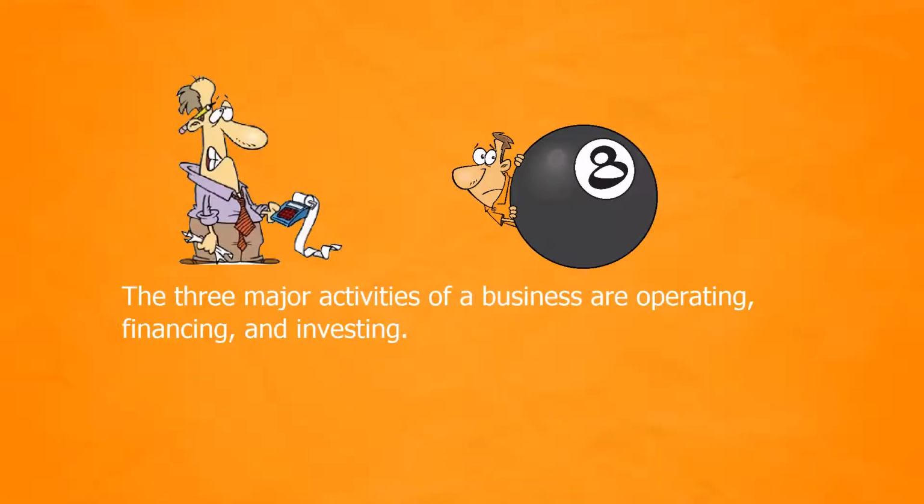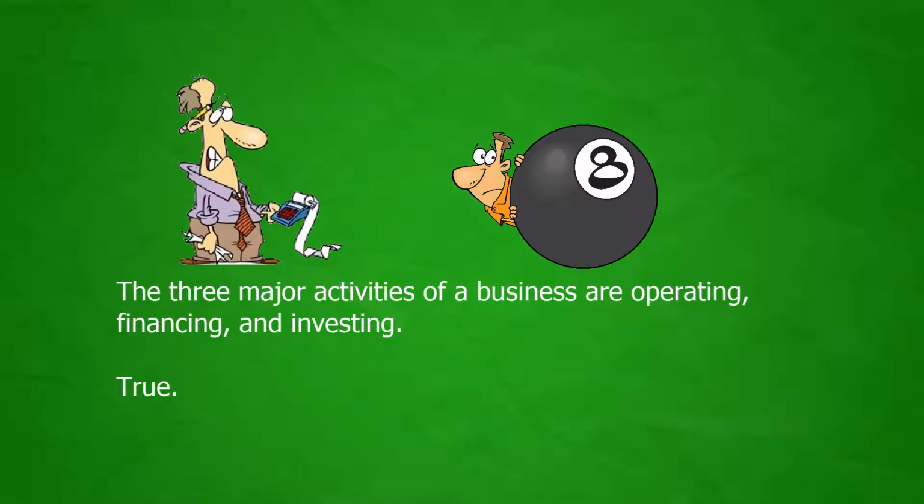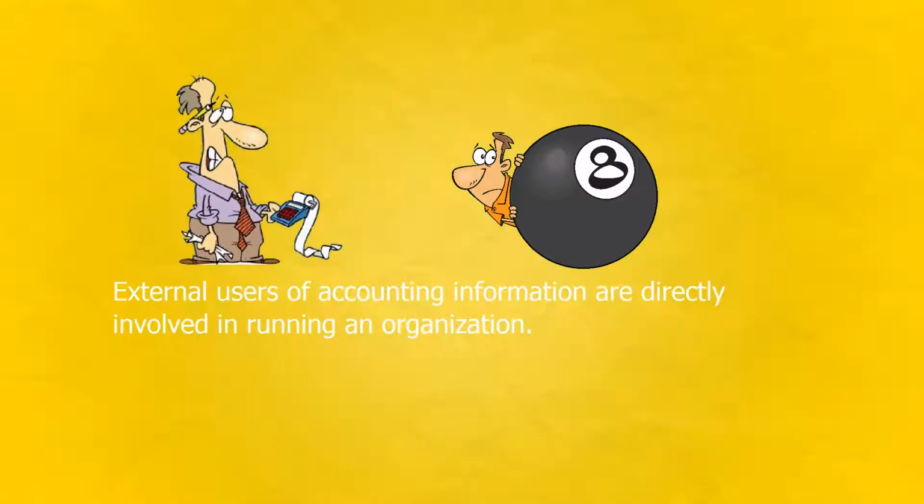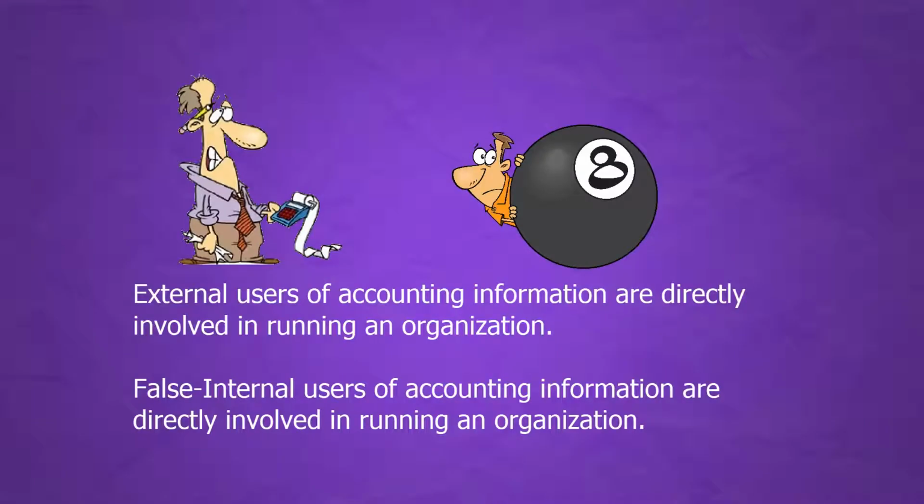The three major activities of a business are operating, financing, and investing. True. External users of accounting information are directly involved in running an organization. False. Internal users of accounting information are directly involved in running an organization.